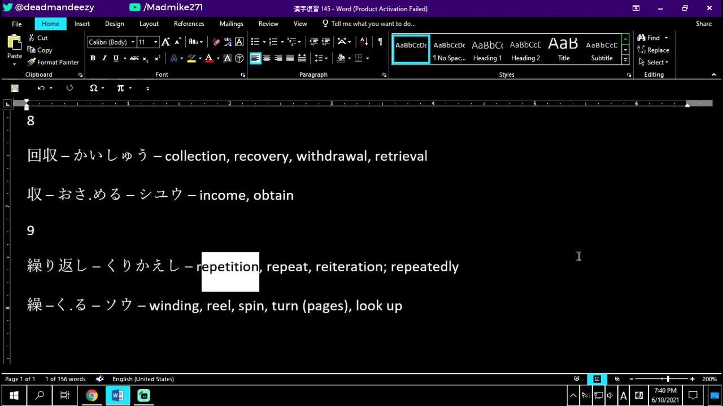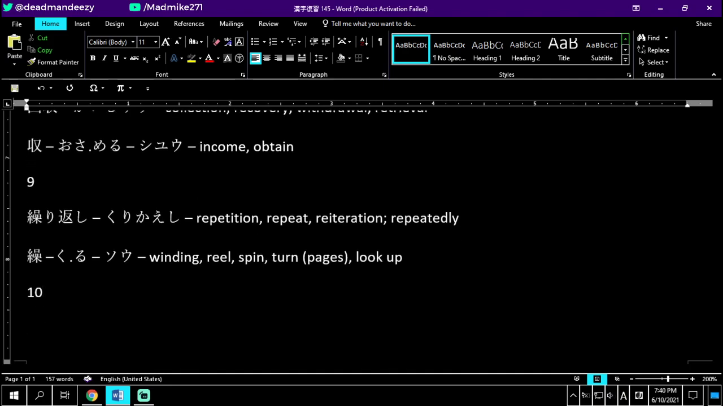Kurikaeshi no... Kuri. To repeat, or repetition itself. Kurikaesu is to repeat. Kurikaeshi is a repetition.